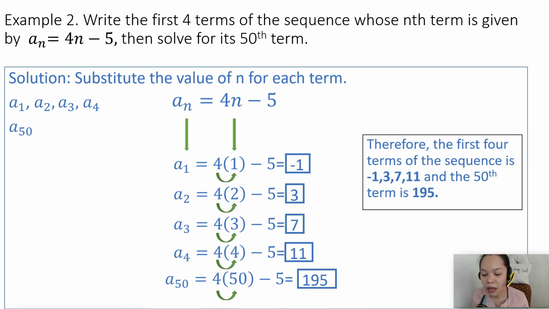So that's just it. After you solve for the values of a1, a2, a3, and whatever terms of the sequence that are unknown, you just write it in a sequence manner, writing the number, comma, next number, comma, and so on.